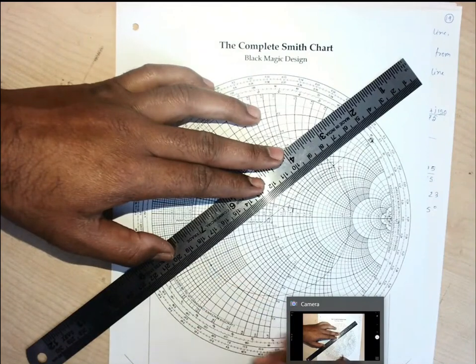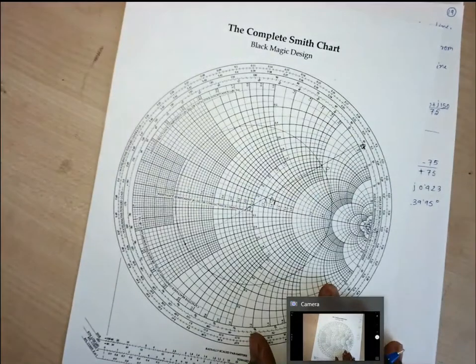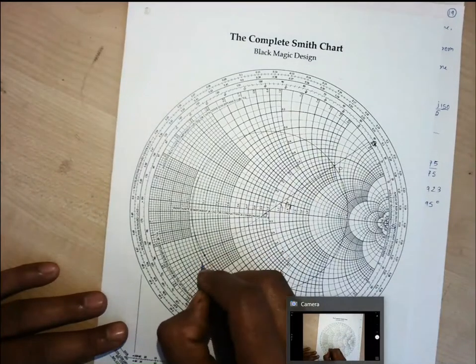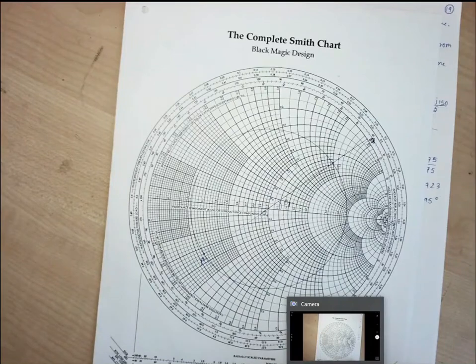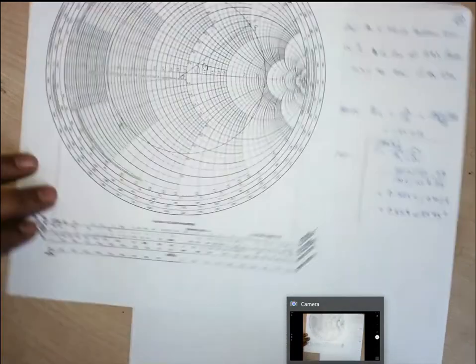So this is the intersecting point. Let us consider this is our P, and this is our P prime. At P prime we need to find out our admittance. That will be the coordinate, our normalized admittance. Multiplying with the given characteristic admittance, we can easily find out the load admittance.